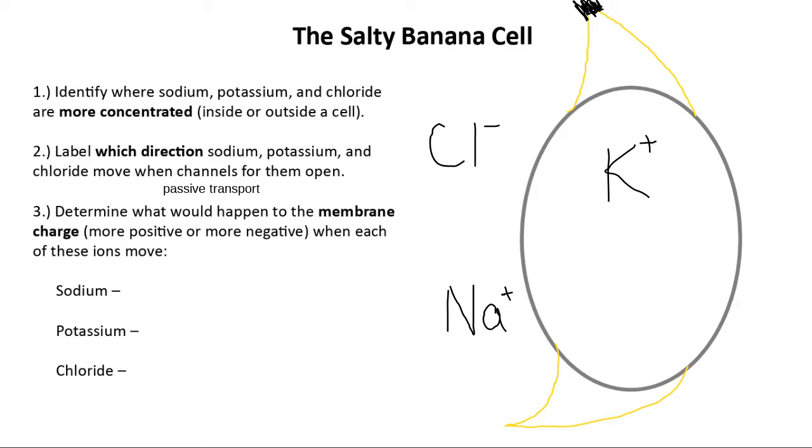Yeah, a couple of us are voting. We're voting correctly. If I open up a channel protein for potassium, it's going to leave. I've got a high concentration inside, not as high of a concentration outside. Because of that, potassium is going to leave. So what does that mean about chloride? What's chloride going to do?